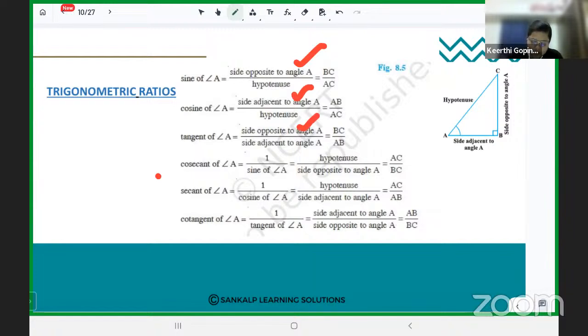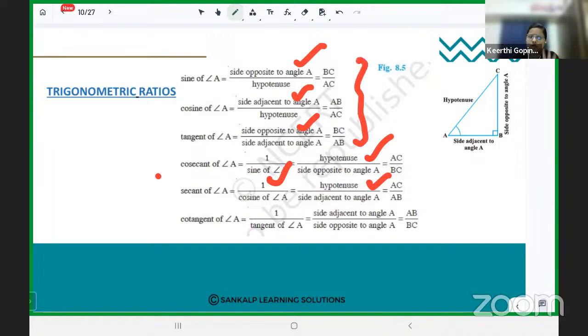And what about cosecant? Cosecant was just the reverse of sine, right? Reverse of sine means reciprocal of sine. So we can write this as 1 by sine also. We are taking the reciprocal of sine, so that is hypotenuse by opposite. Secant means nothing but reciprocal of cosine, so that is hypotenuse by adjacent side. Just reverse all these things.